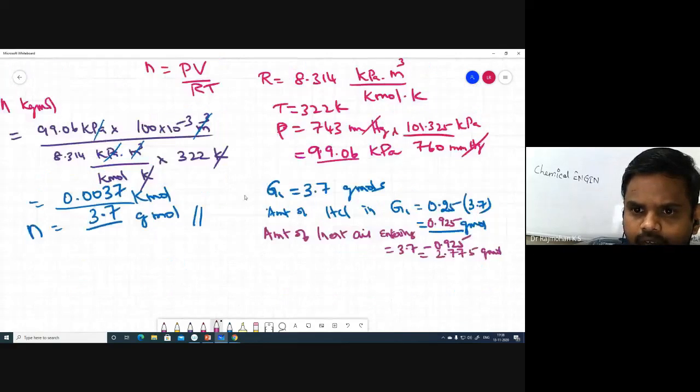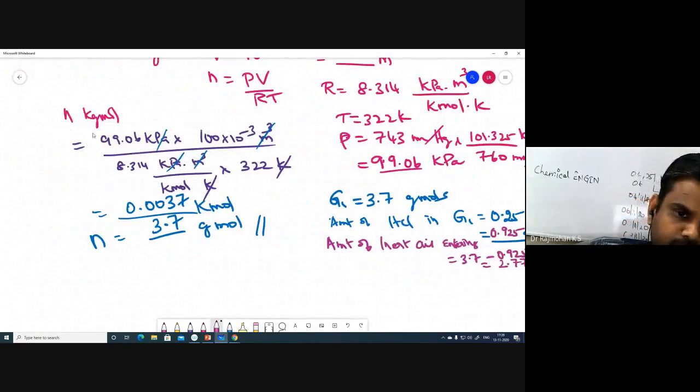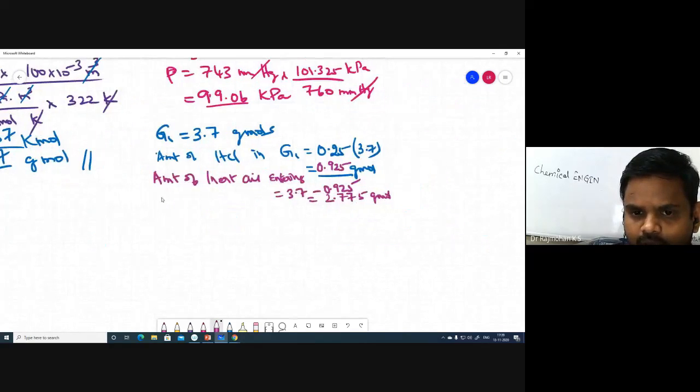I repeat. First, whatever pressure is given, 743 mm mercury, we converted to kilopascal. We converted the number of kg moles into gram moles. So we are using PV equal to nRT. Okay, pressure, temperature, R value, and volume is given, 100 liters. We converted to meter cube. So we obtained this much kg moles. So then among that, it is given that 25% is HCl, 75% is inert air.